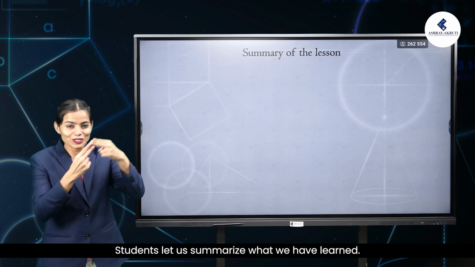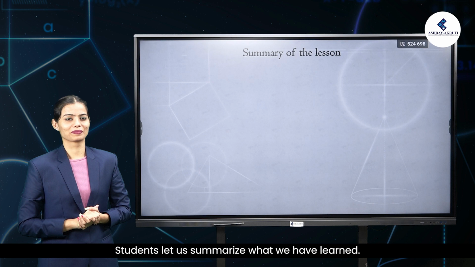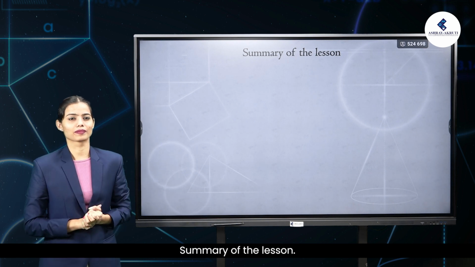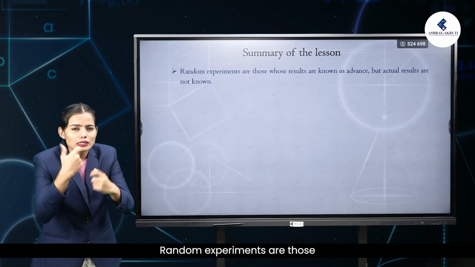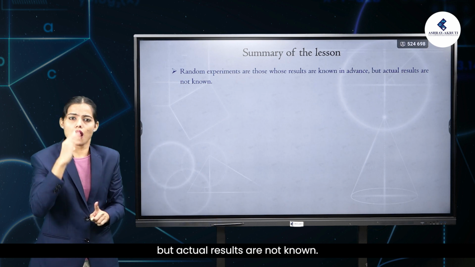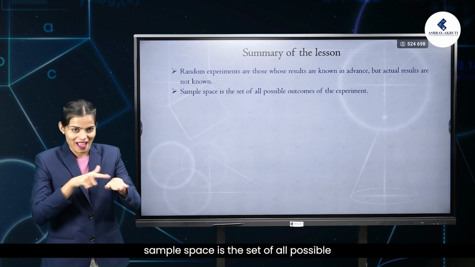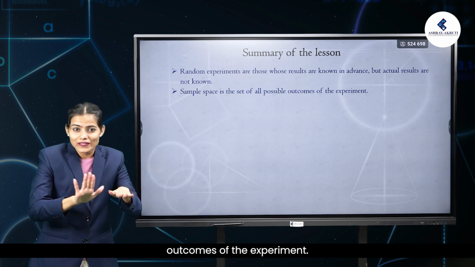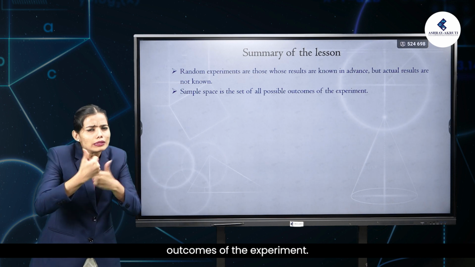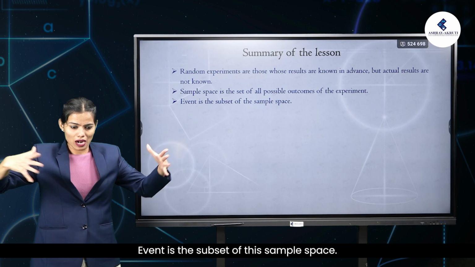Students, let us summarize what we have learned. Summary of the lesson. Random experiments are those whose results are known in advance but actual results are not known. Sample space is the set of all possible outcomes of the experiment. Event is the subset of the sample space.